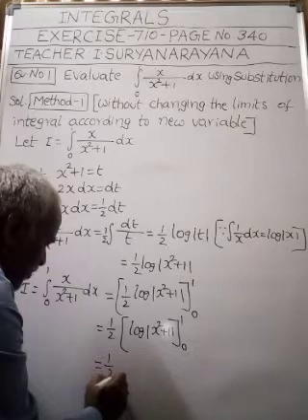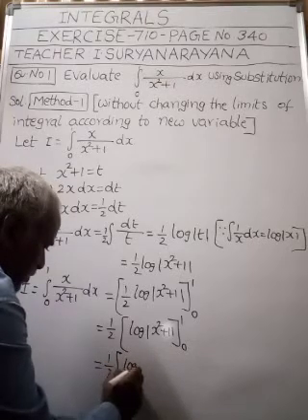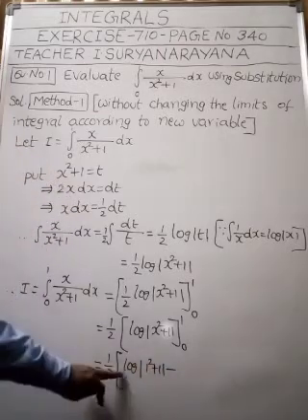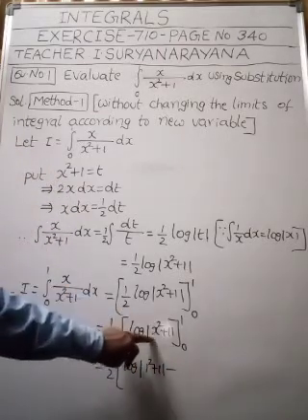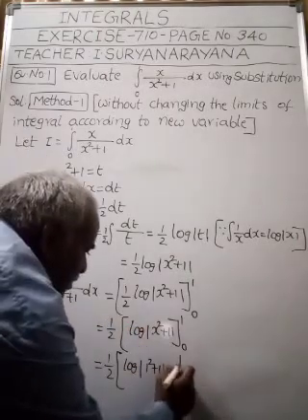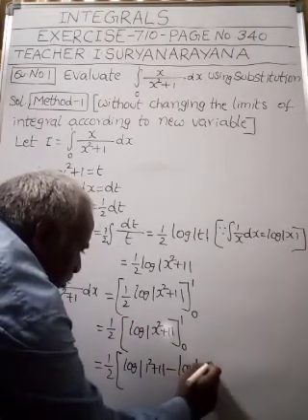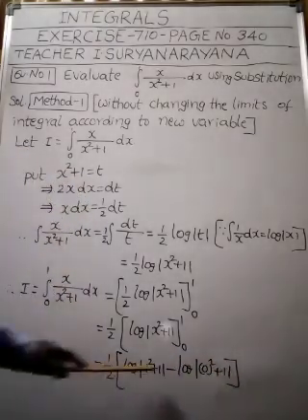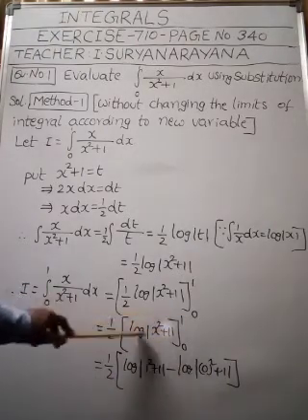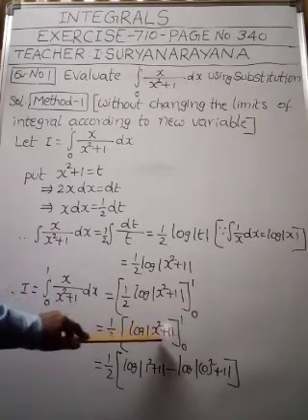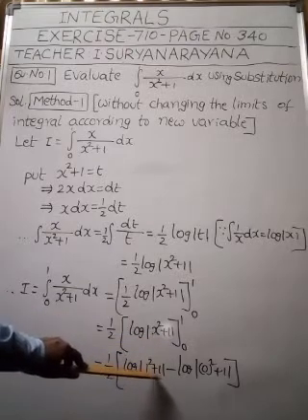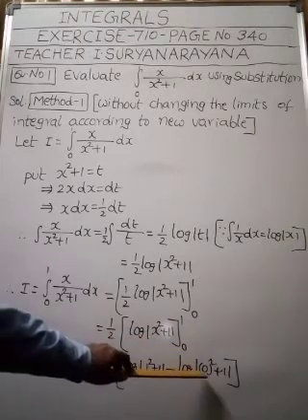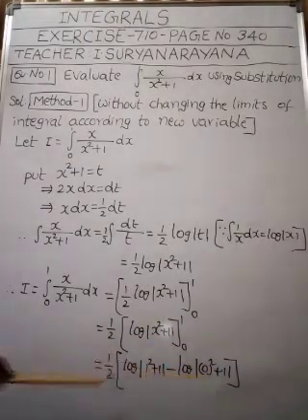So 1 by 2 log mod 1 square plus 1, for the upper limit I substituted x is equal to 1, minus log mod of the lower limit 0, 0 square plus 1. Understood this step, my children? In this answer, first we substituted the upper limit, that is 1. Then we get log of mod 1 square plus 1, minus, substituting the lower limit in this function, log mod 0 square plus 1. Understood this step?